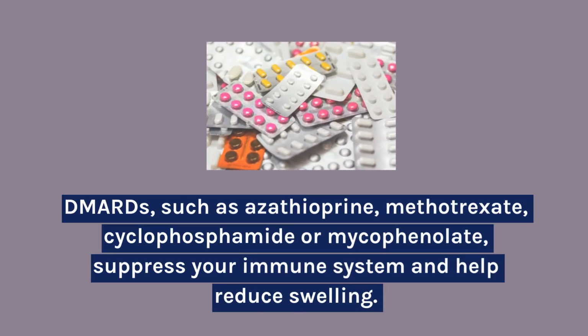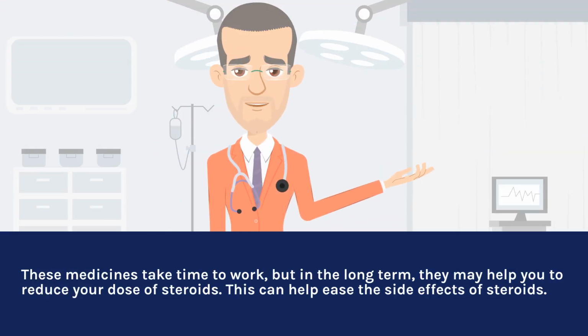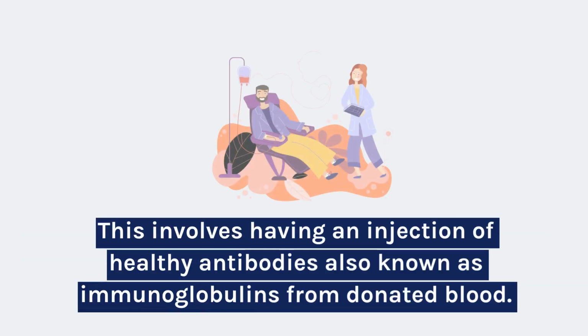DMARDs, such as azathioprine, methotrexate, cyclophosphamide or mycophenolate, suppress your immune system and help reduce swelling. These medicines take time to work, but in the long term, they may help you to reduce your dose of steroids. This can help ease the side effects of steroids. Very rarely, you may need immunoglobulin therapy to stop your immune system attacking your muscles. This involves having an injection of healthy antibodies, also known as immunoglobulins, from donated blood.